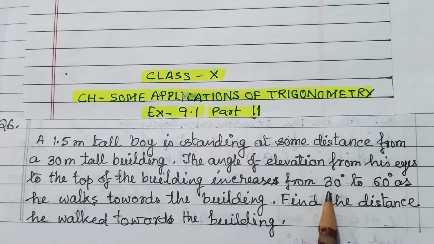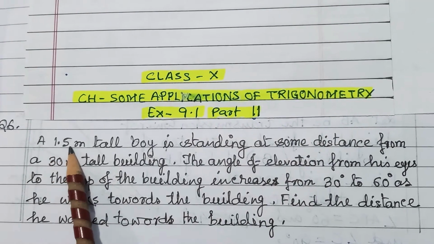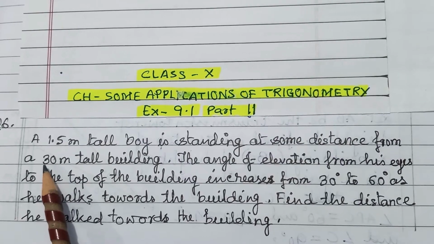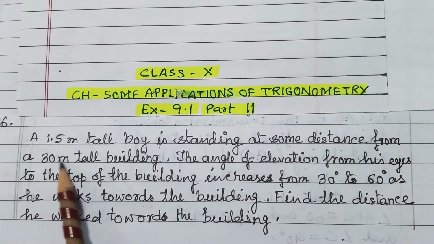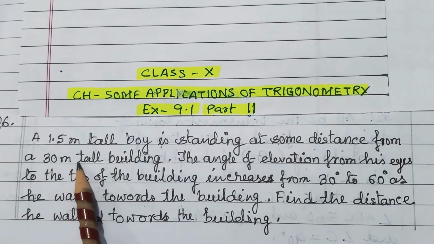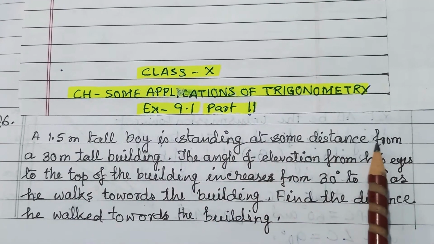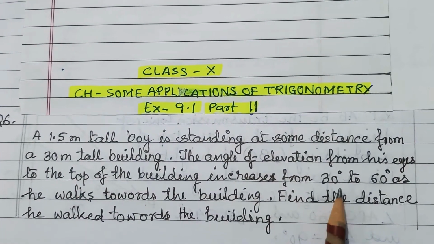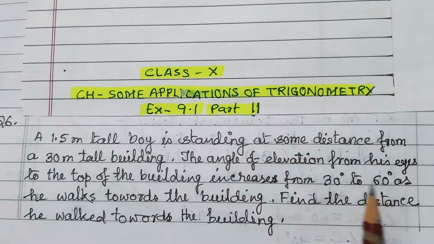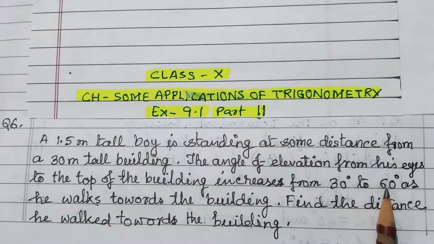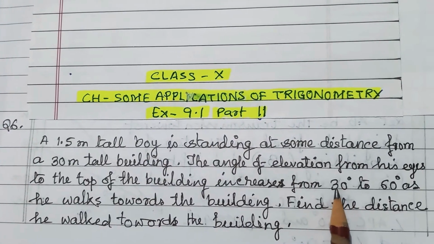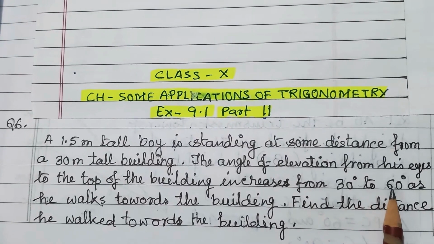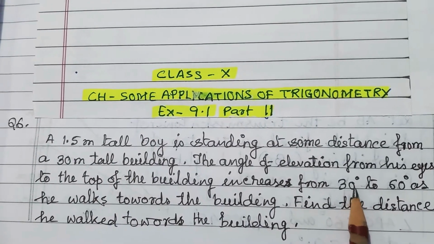One thing you listen to: first, the height of the boy is given, and the building is 30 meters tall, standing at some distance from the boy. Another thing, two angles are given. The nearer angle is always greater, and the further angle must be the smaller angle. Understood? The nearer one is the greater angle and the further one is the smaller angle.